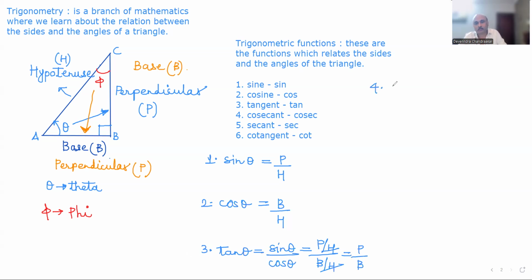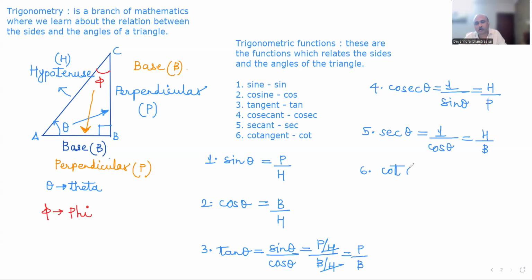Now, fourth one is cosec theta. It is nothing but inverse of sine theta. So it is h by p. Fifth one is sec theta. It is 1 by cos theta. It is h by b. And the last one is cot theta. It is 1 upon tan theta. And this is b by p.